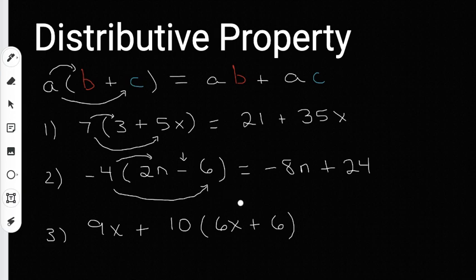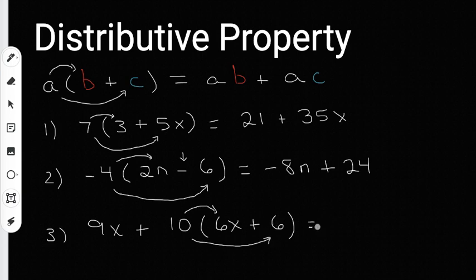And now let's look at number 3. Now this is the most complicated one, which is why I saved it for last. I have a 9x over here, and it's being added to this expression right here. Now, notice I have a 10 on the outside, and I have two different terms on the inside of the parentheses, right? 6x and 6. So the first thing I'm going to do is I'm going to do the distributive property. I'm going to multiply 10 by this 6x, and then I'm going to multiply 10 by this plus 6.